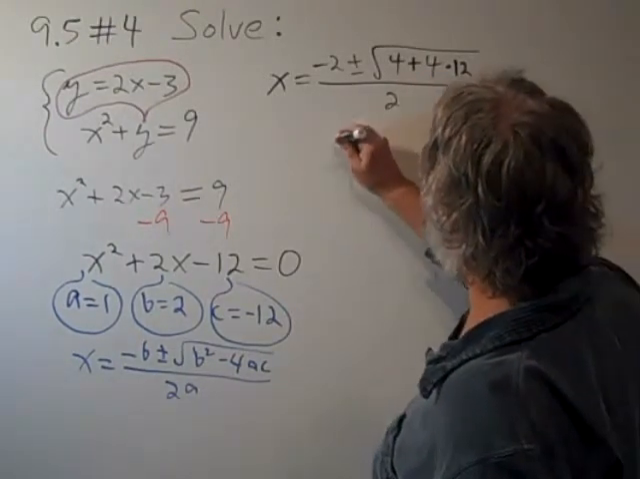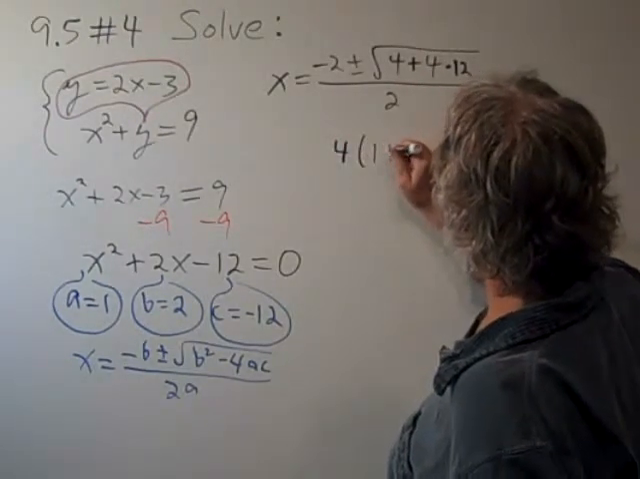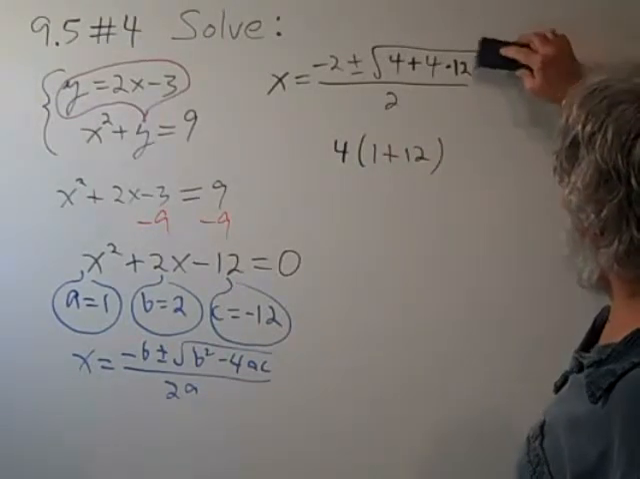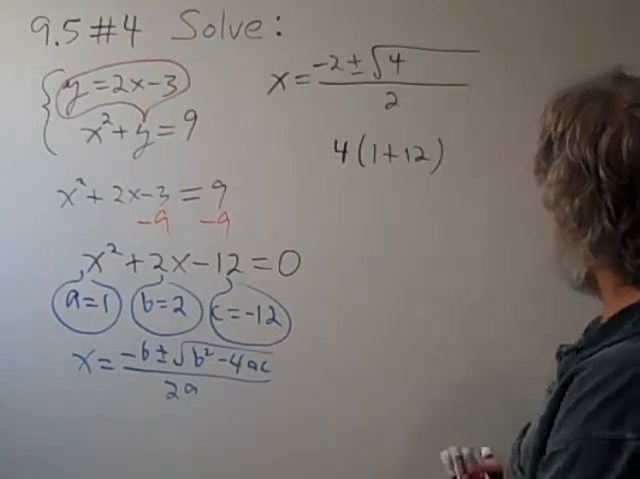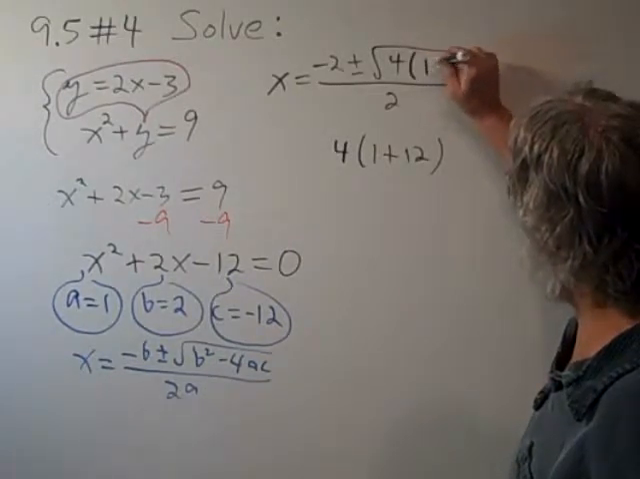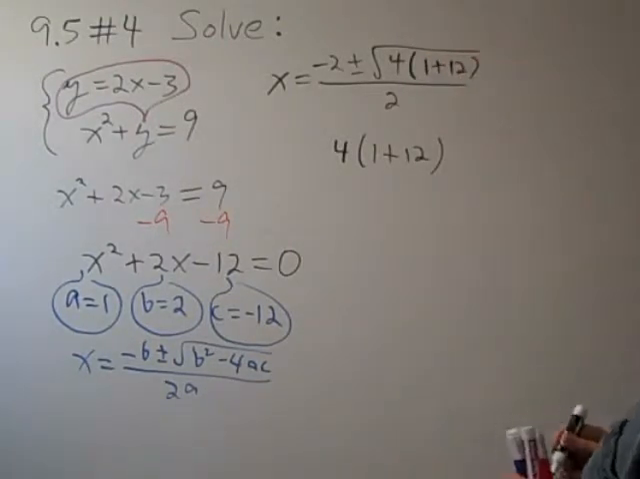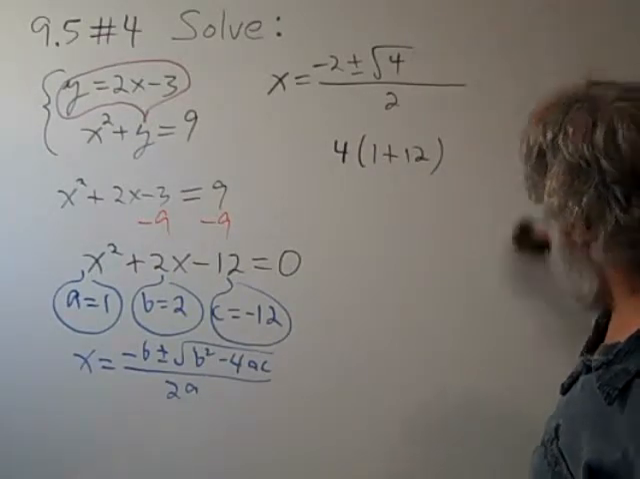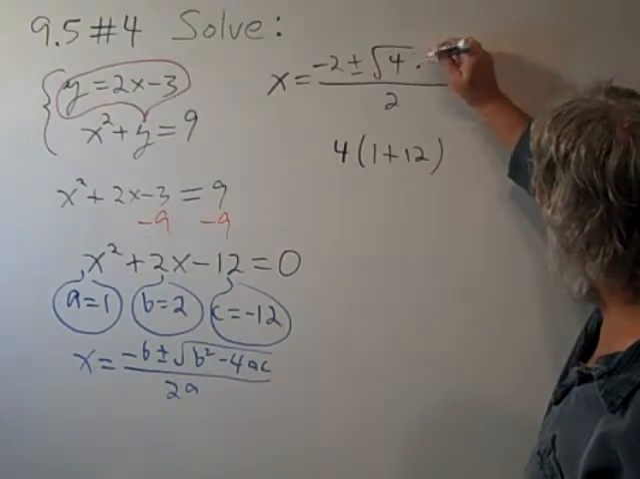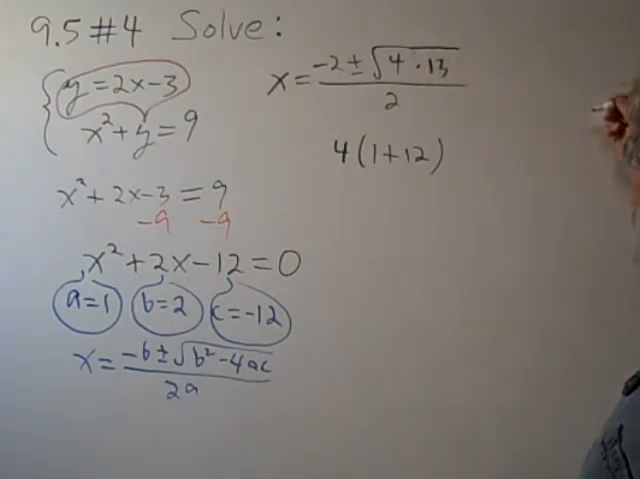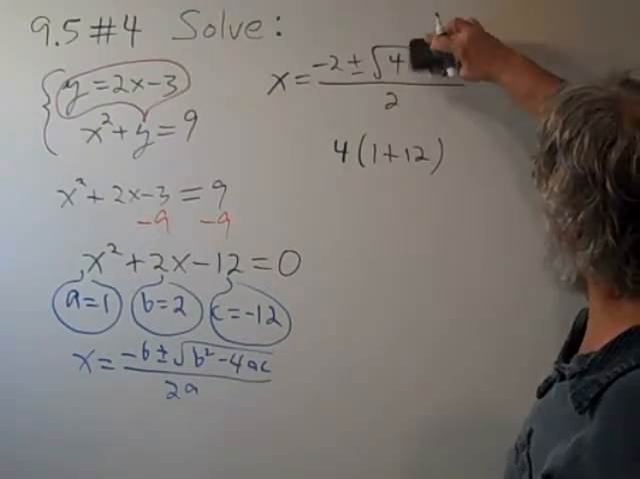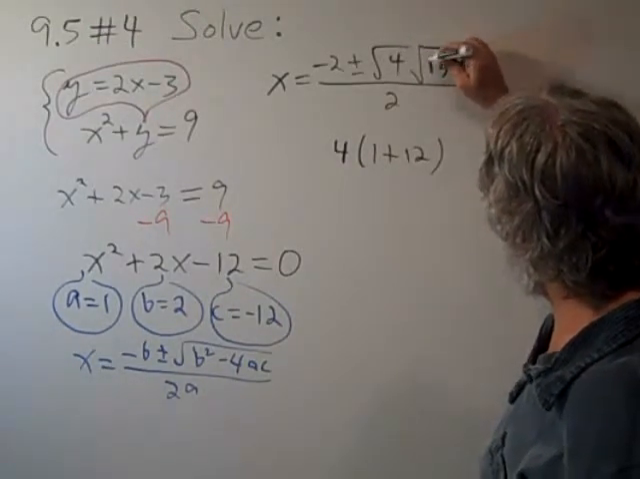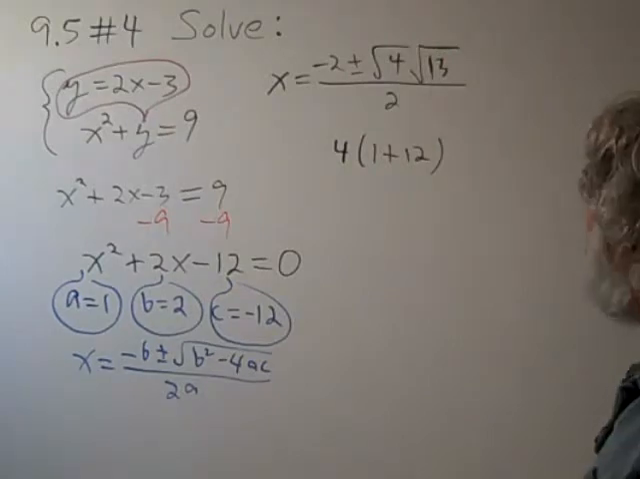We can factor a 4 out of the radicand. 4 times 1 plus 12, and 1 plus 12 is 13. The square root of 4 we know, so the square root of 4 times 13 is the square root of 4 times the square root of 13. And the square root of 4 is 2.